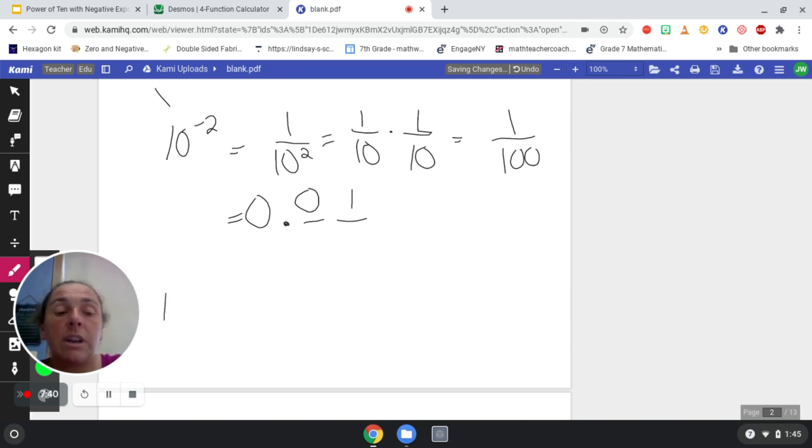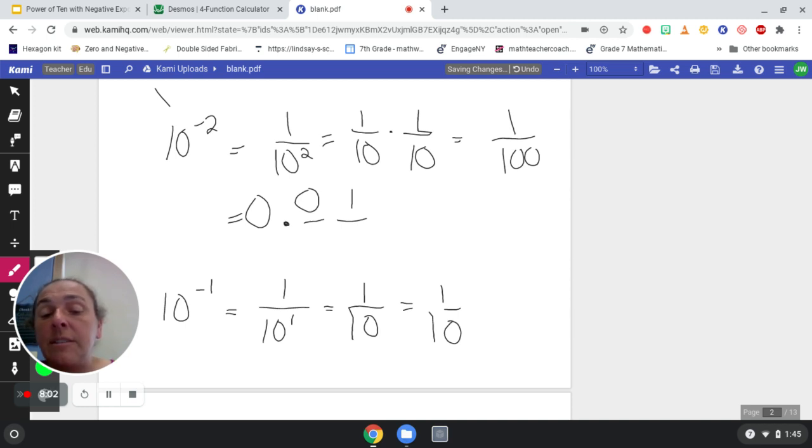Okay? Here's a tricky one. Let's say we have 10 to the negative 1. Well, if I write that using a reciprocal, I might go 1 over 10 to the 1. If I use expanded form, there's only one of them, so it's 1 over 10. Well, I can't multiply anything, so my fraction is still 1 over 10. If I put this in decimal form, I'm going to have a decimal and 1 spot. Well, my 1 spot has to be a 1, and I have no zeros there. So therefore, my answer would be 0.1.